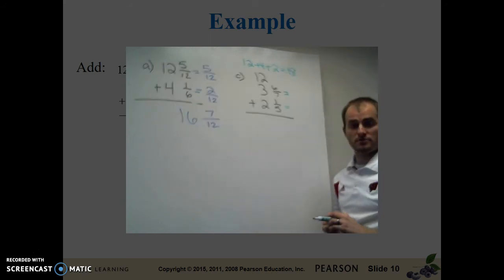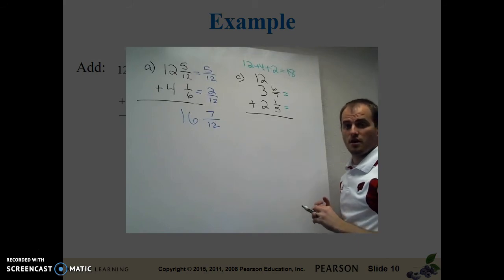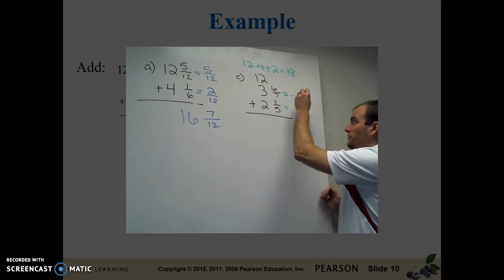So to add mixed numbers, first thing we want to do is to get a common denominator. Our common denominator here would be 35.